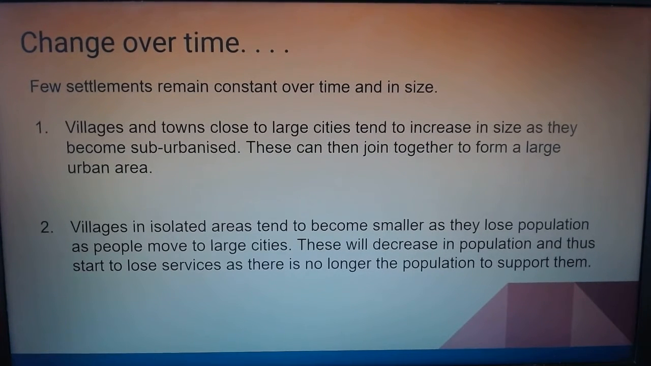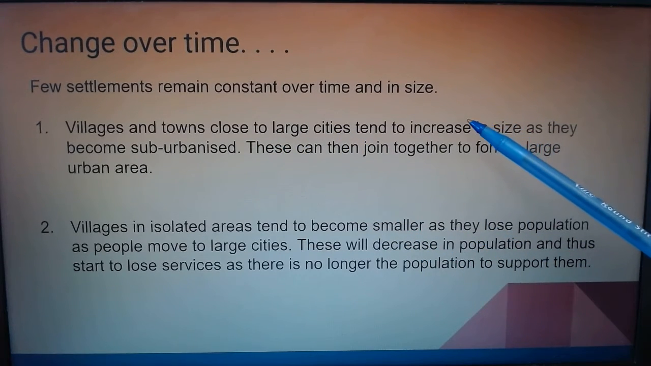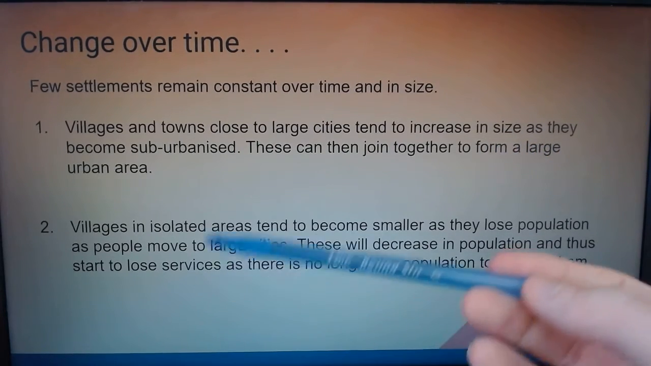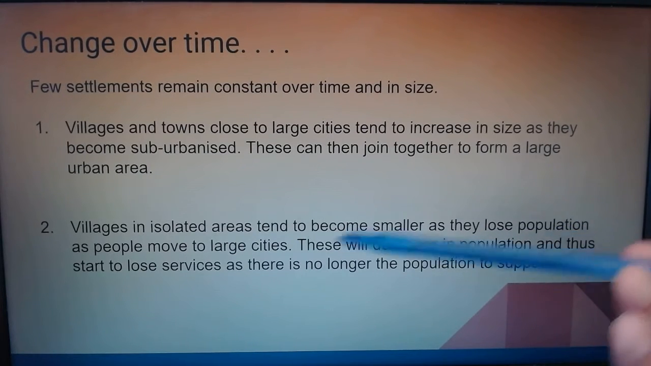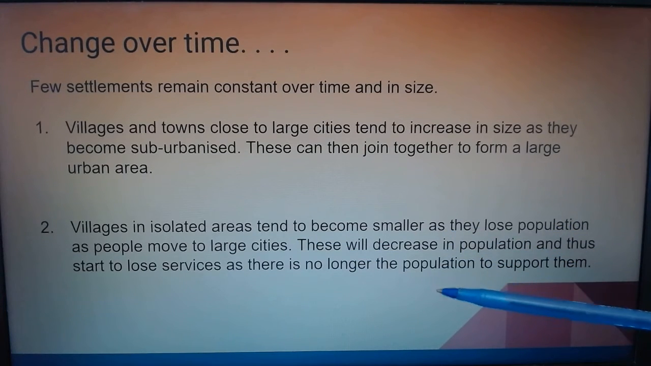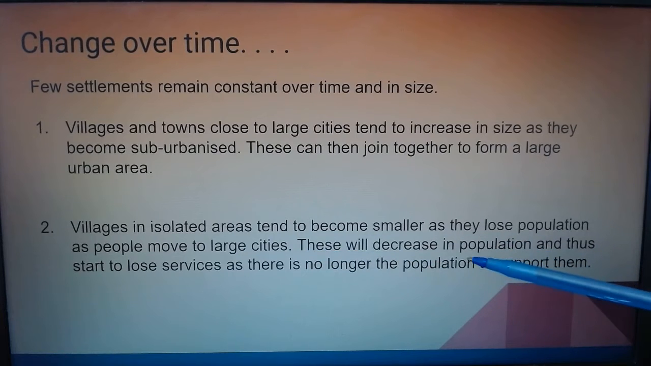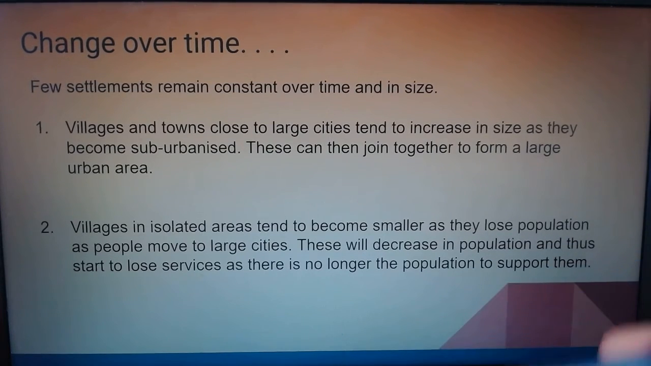of a city. So villages and towns near large cities will increase in size usually, and then sometimes they join together to form a bigger area. Villages far away or isolated areas tend to become smaller as they lose population. Most young people tend to move to cities today, so the rural small villages are decreasing in population. If you decrease in population, you lose more services because there's not enough people. As you lose services, more people move away, so it's a vicious cycle.